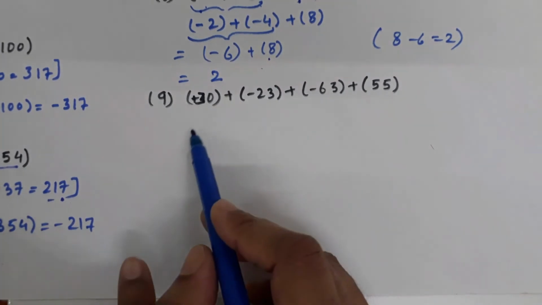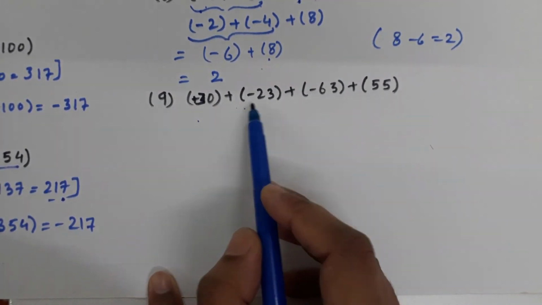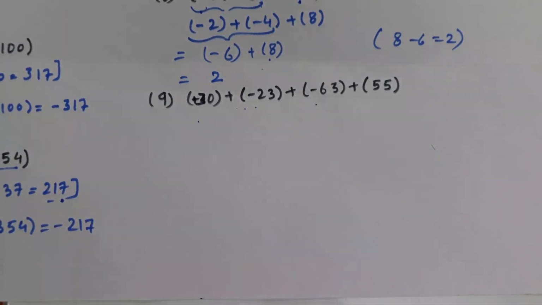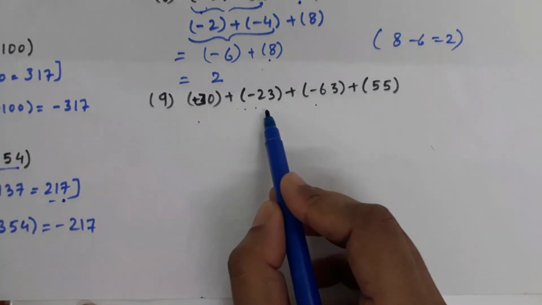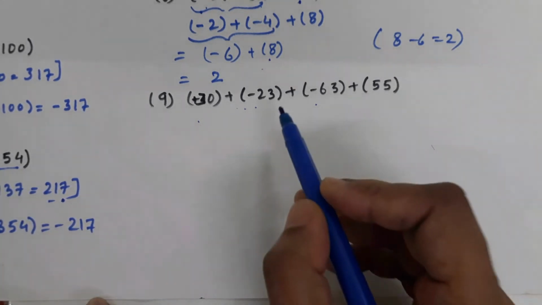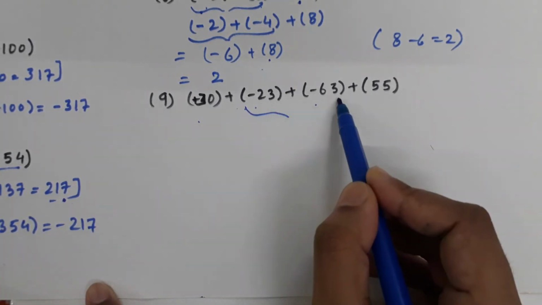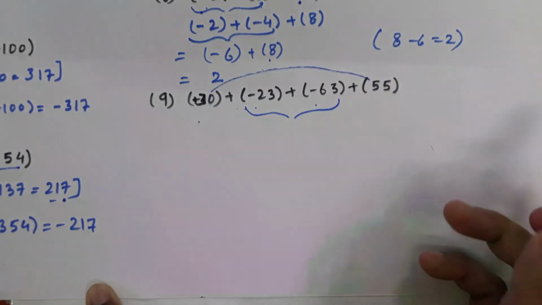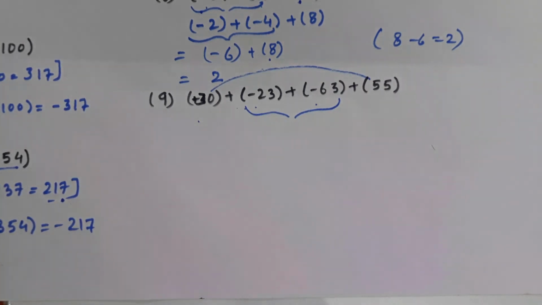Okay, so this is the last problem. Here I have taken 4 integers, which is positive 30 plus minus 23 plus minus 63 plus 55. Again, you can solve this in any order. Solve the first two integers, get the answer, do the third one, get the answer, do the fourth one. Or there's one way of doing it that's much easier. Solve these two integers because they both have the same sign, and solve these two integers because they both are positive. Again, you can do it in any way, your answer will be the same, but here I'm solving in a much simpler way. So I'll just rearrange them.